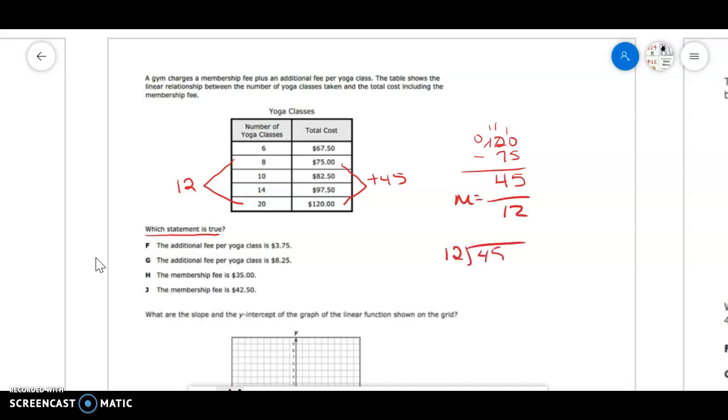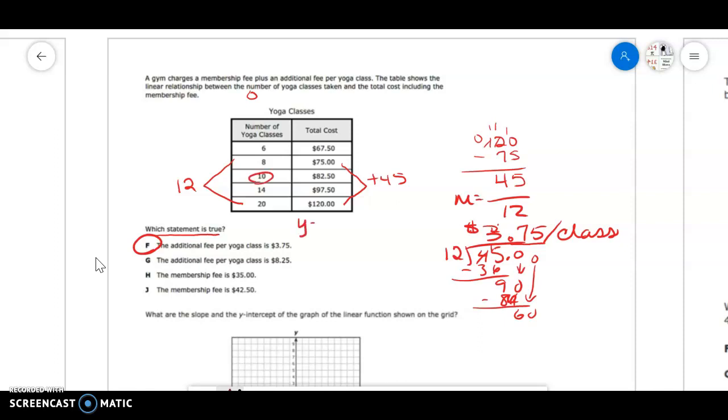And when I divide that out, 12 goes into 45 3 times. It's 36, 9, 7 is 84, and 60. So this is a 5. So that means that the slope, or the cost, is 3.75 per class, which is actually F. So you didn't actually have to work back and find your y-intercept, because that was your answer. If you wanted to, you could have, and we could plug it in.